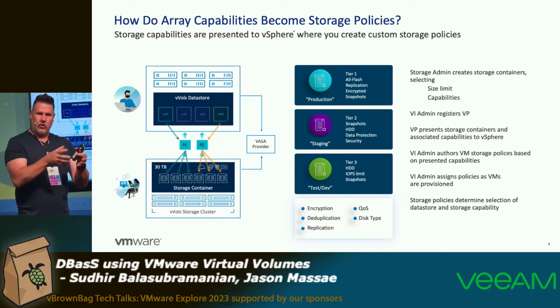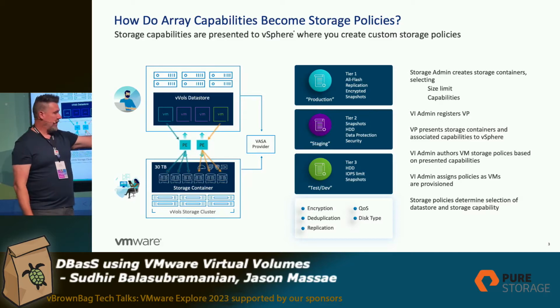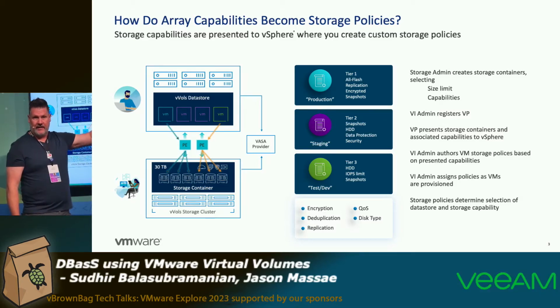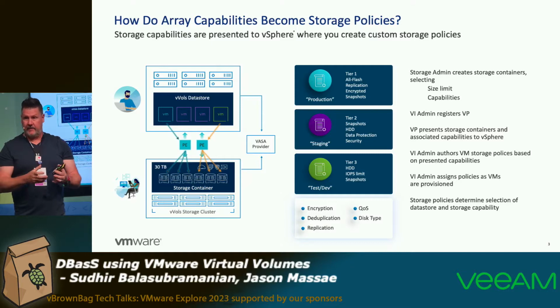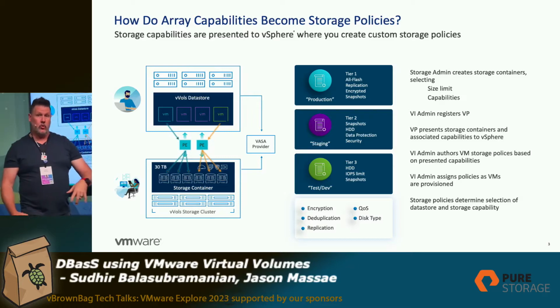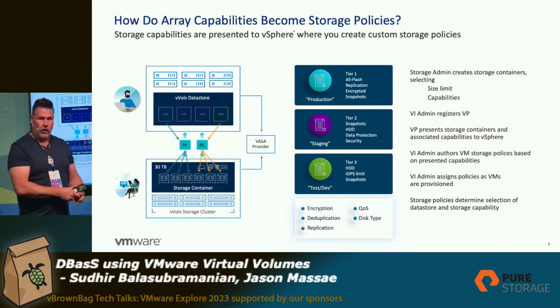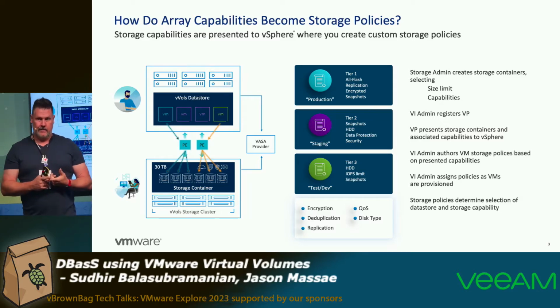You now allocate the storage capability using policies. So you can have one VM that has a certain type of capability, and in the same data store, a VM that has completely different storage capability. This is all based on your provisioning of these storage policies, and it does not have to be fixed. So let's say you provision a VM for test and dev, and you want to change it to production. You do not have to do a storage vMotion to a different data store. All you have to do is change the policy.